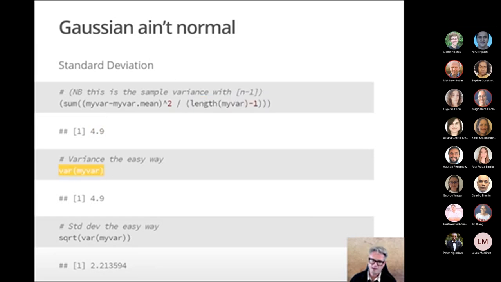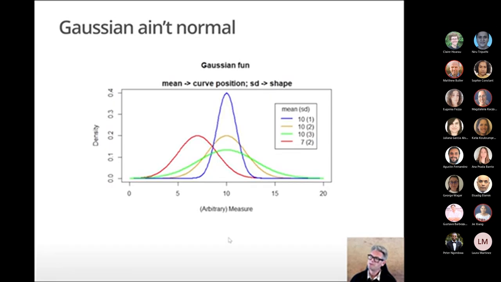We can also just calculate that with the var function. And then to come up with the standard deviation, it's the square root of the variance. So we can measure it the hard way like that. And there is the SD function also that measures it directly. But really, let's just commit this one to memory. This is review for everybody. The shape of the Gaussian is the bell curve.